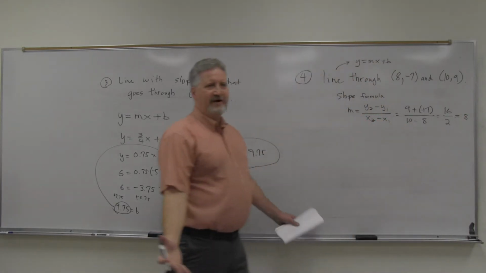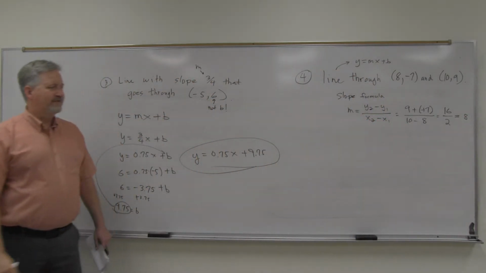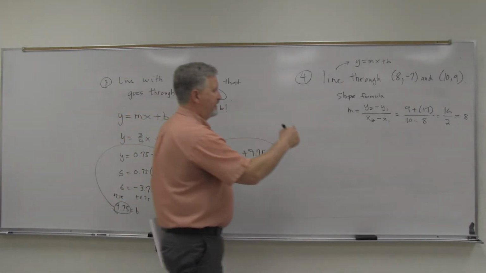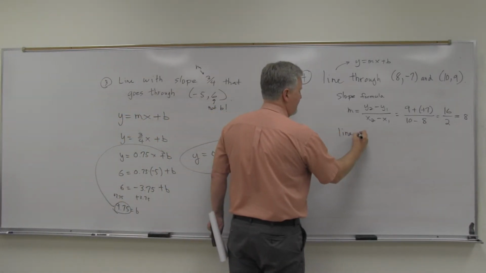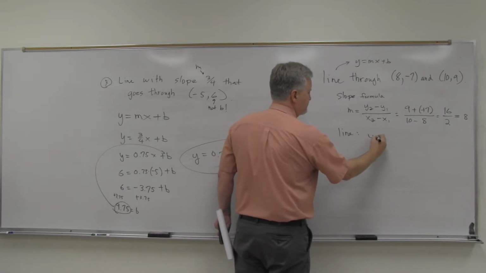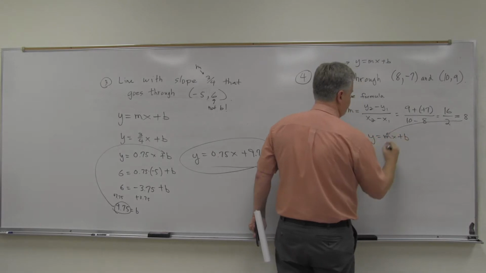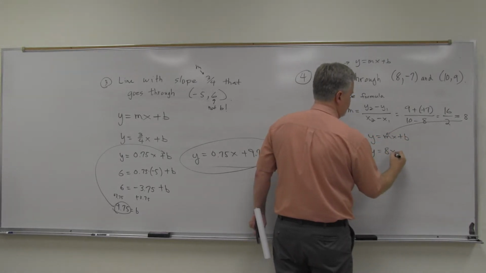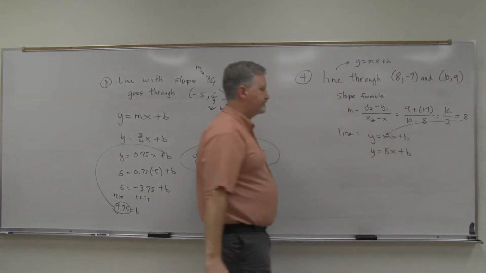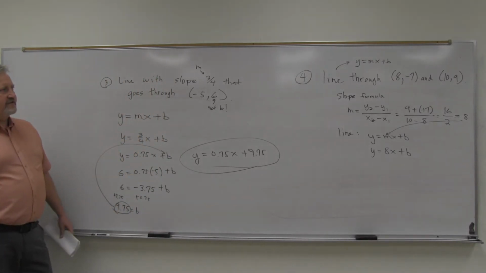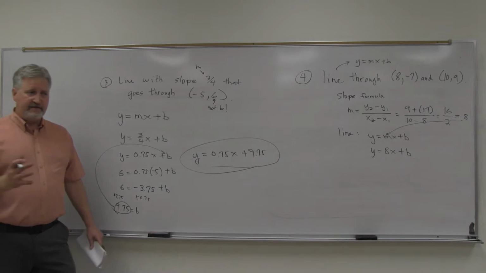And some of them will just work out to be nice whole number, integer answers. So now I have my m. So now I can say, well, my line now, y equals mx plus b, that's my m. m is 8. So y equals 8x plus b. We've got half of it done. I still need the b though.